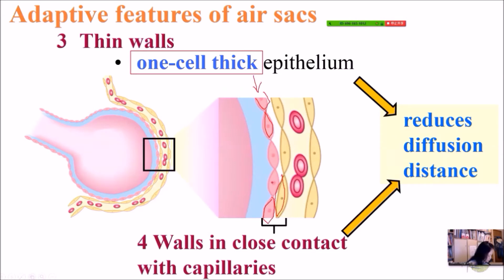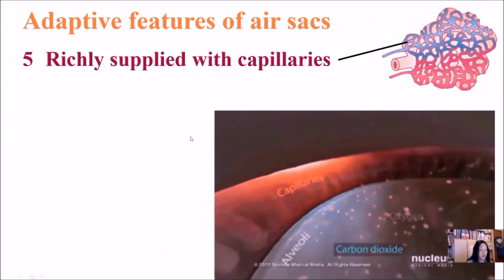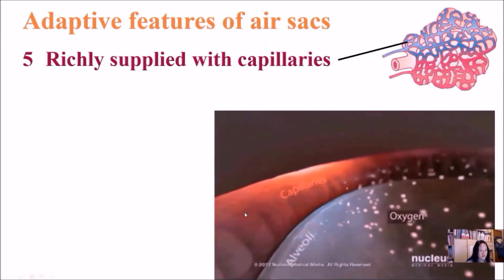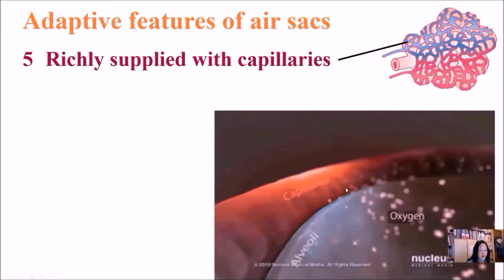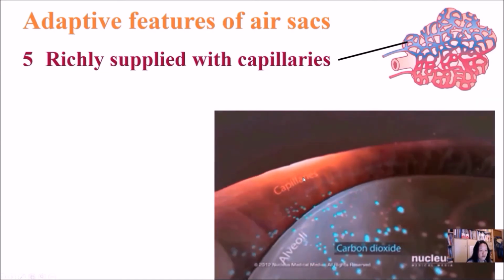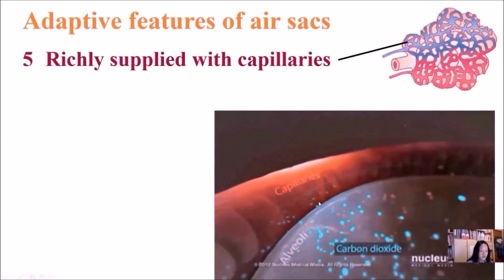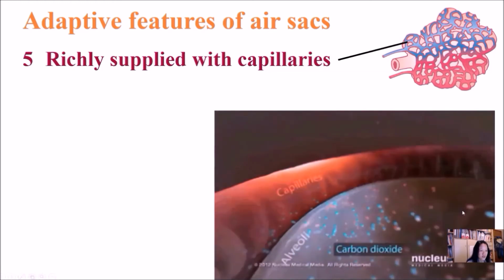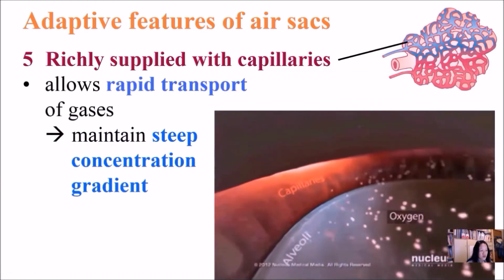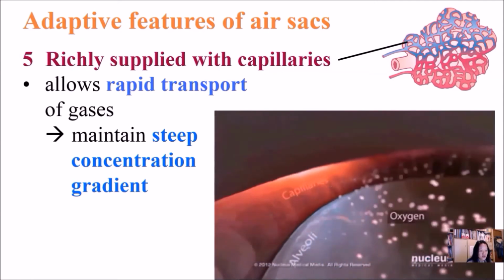Therefore, the distance between the two is very short. The distance between the air sac and also the blood is only 2 layers of cells. In this case, we have a short diffusion distance. The last adaptation is richly supplied with blood capillaries. So the capillary will carry the gas away or bring some of the gas to the air sac very quickly. So this allowed rapid transport of gas to maintain a steep concentration gradient.